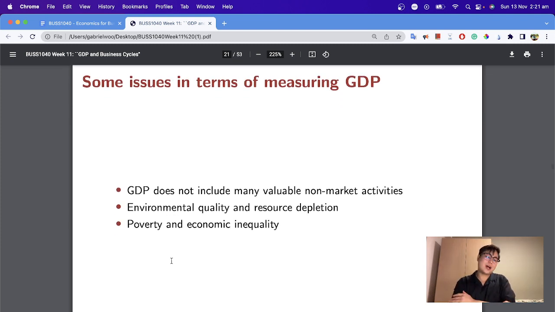Now, GDP is not the end-all and be-all, as much as a lot of economists will want it to be. So, let me take a coffee sip.